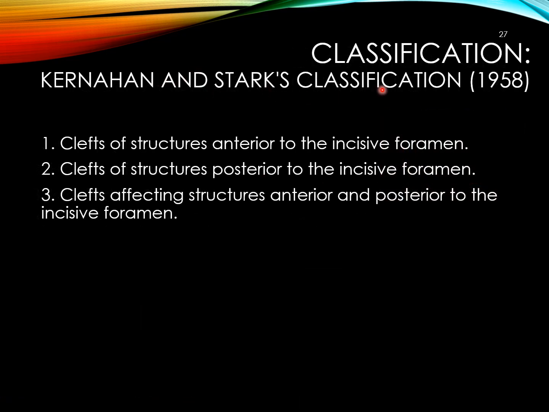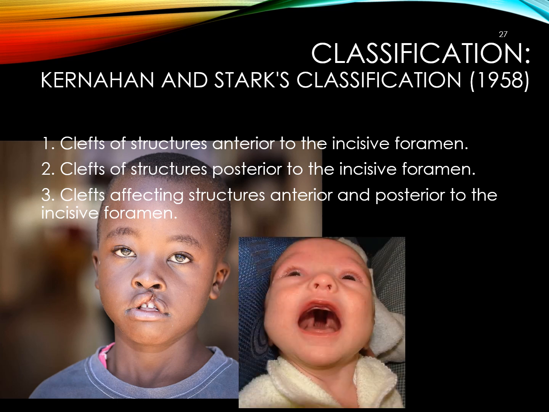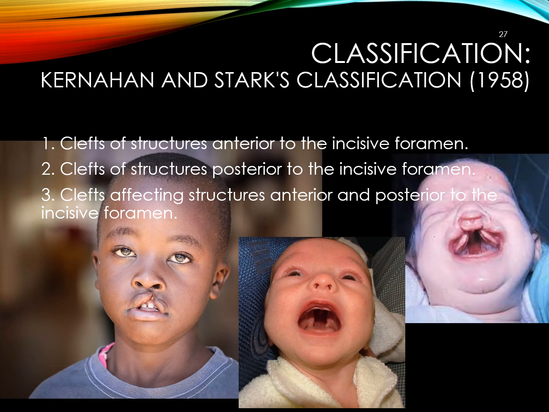Kernahan and Stark's classification, 1958. These authors proposed to divide all clefts into clefts of structures anterior to the incisive foramen, clefts of structures posterior to the incisive foramen, and clefts affecting structures anterior and posterior to the incisive foramen. As you can see, it is a very simple classification.